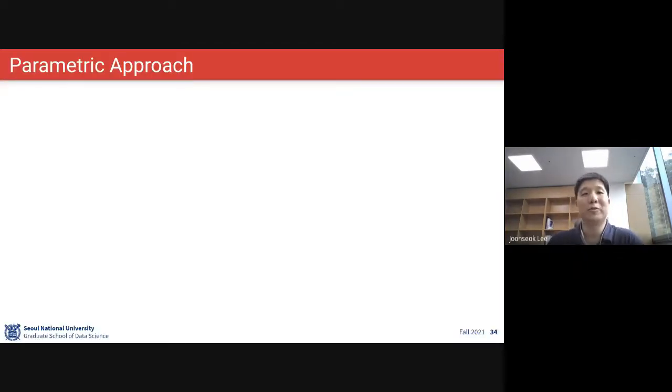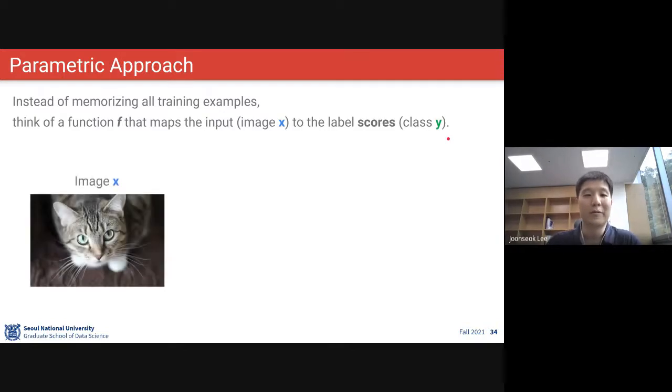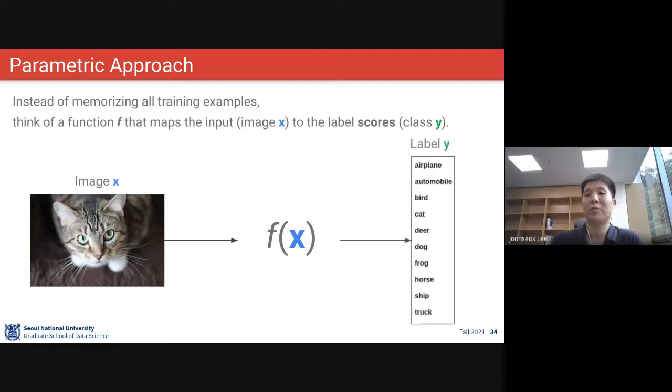So now we are going to do some parametric approach. Instead of memorizing all the training examples, we would like to learn some function called f, which maps the input image x to the label scores called y. I'm going to use the same colors here: the images are always blue and classes are always green. Given an image, we would like to learn some function of x that outputs the scores for each label, and we would like this function to output the highest score for the cat label here.